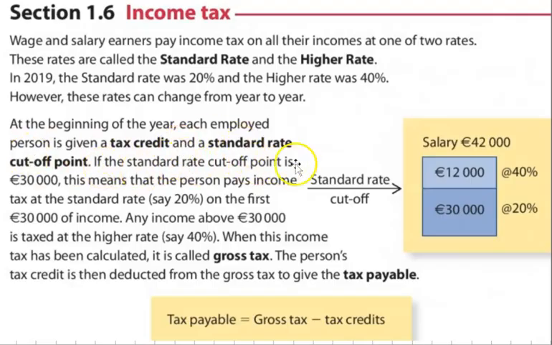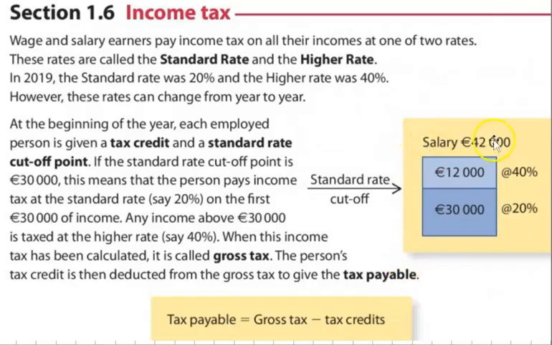If the standard rate cut-off point is €30,000, this means that the person pays income tax at the standard rate, say 20%, on the first €30,000 of income. Any income above €30,000 is taxed at the higher rate, say 40%. When this income tax has been calculated, it is called gross tax. The person's tax credit is then deducted from the gross tax to give the tax payable.